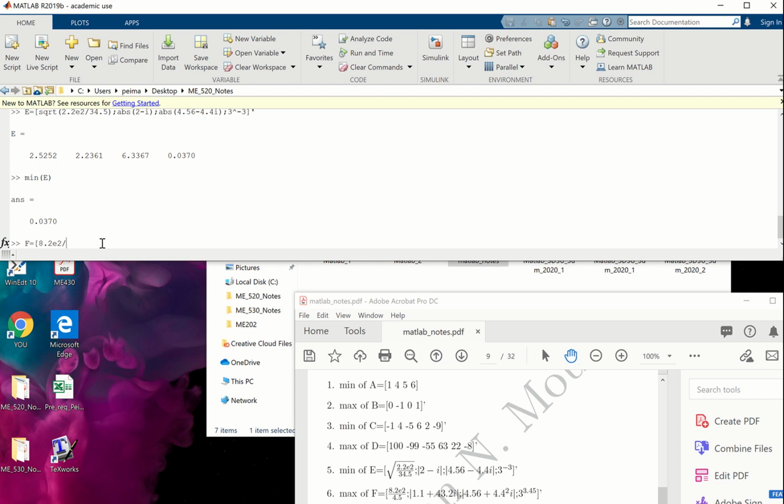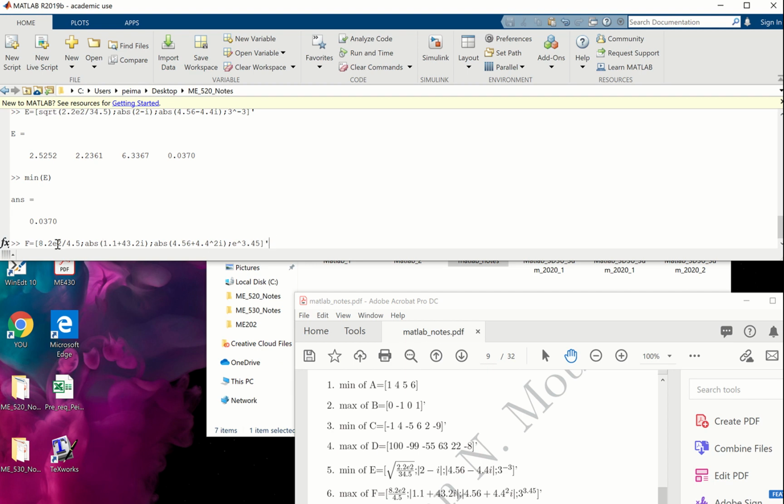Okay, divided by 4.5, ABS of 1.1 plus 43.2i, that's right, and ABS of 4.56 plus 4.4 to the power of 2i, that's right. See that we are seeing this is ABS, not NS. And 3 to the power of 3.45. And now again, I'm putting transpose.